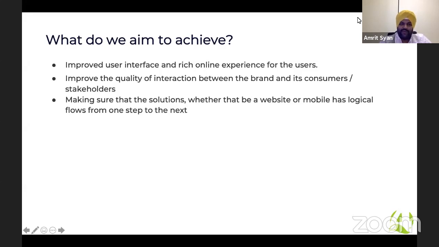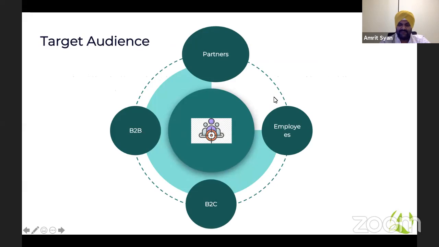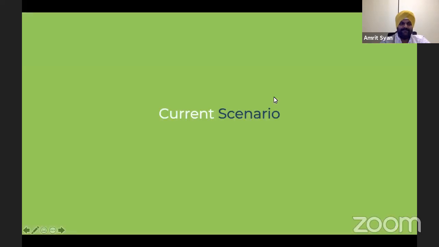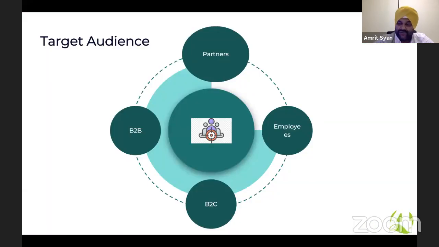So the first thing to keep in mind is what you want to achieve. I think this should be the first thing that comes to your mind: what you want to achieve with your startup. Then comes the target audience. Now, who's your target audience?